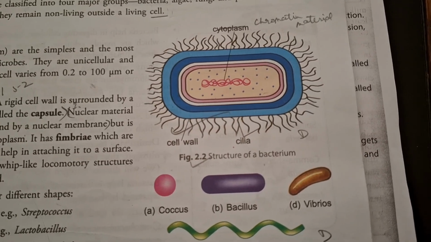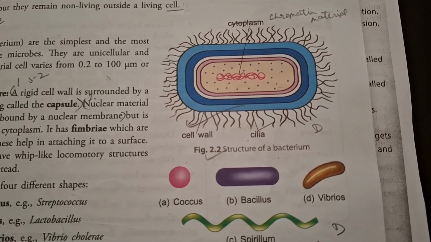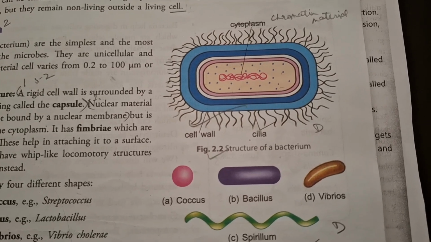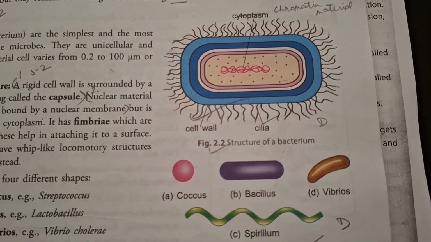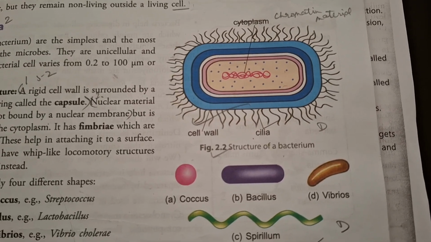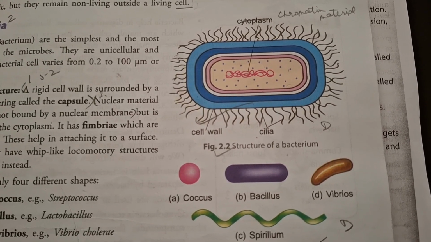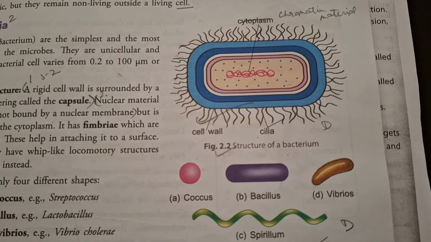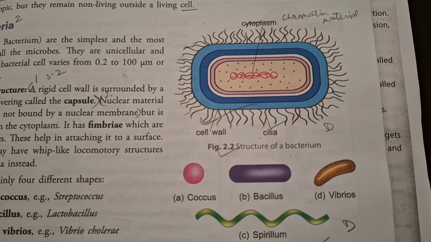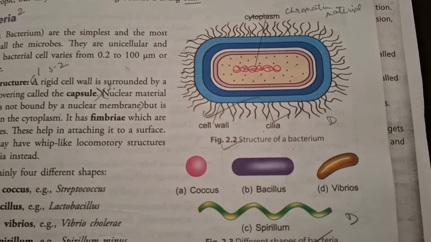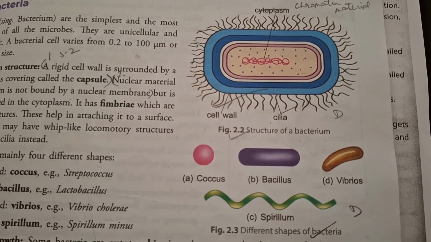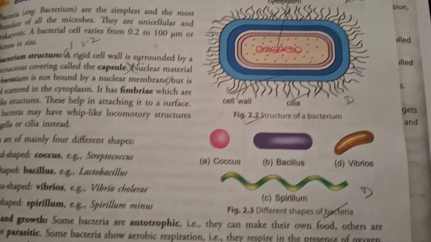If we talk about the structure of a bacterium cell, it has a rigid cell wall which is surrounded by a protein covering called the capsule. Nuclear material in a bacterium cell is not bound by a nuclear membrane, but is found scattered in the cytoplasm. It has fimbriae, which are hair-like structures. They help in attaching it to a surface. Some bacteria may have whip-like locomotory structures like flagella or cilia instead.